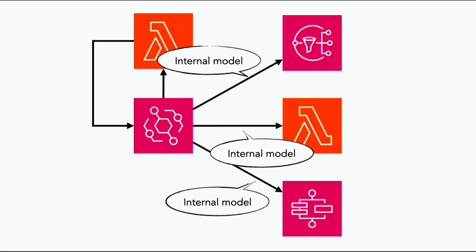And this approach works for all subscribers, not just our Lambda functions, because we have the domain events in the event bus, and we can route those events to SNS topics, SQS queues, Step Functions, and what have you.